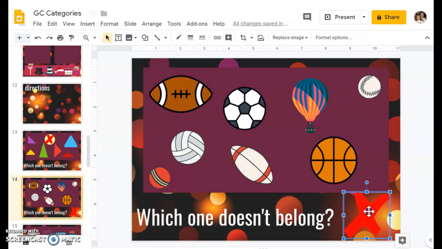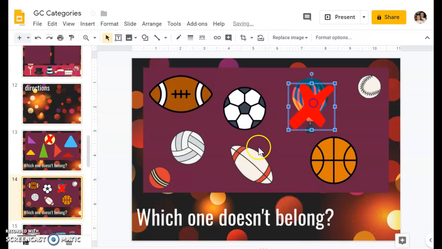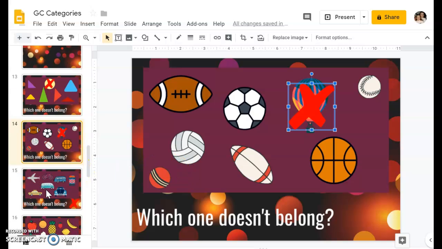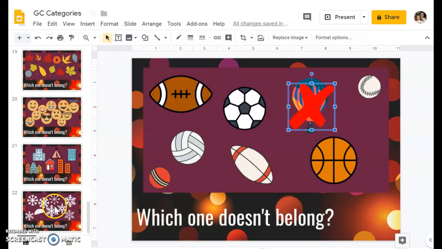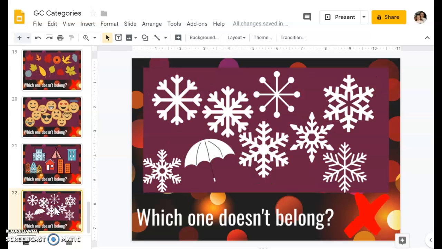So I'm going to take my X, I'm going to drag it over top of the hot air balloon. And that shows your teacher that that does not belong to the category. So there are a couple more for you to practice on. When you finish with the snowflake slide, that means you're all done, so you can turn it into Google Classroom.